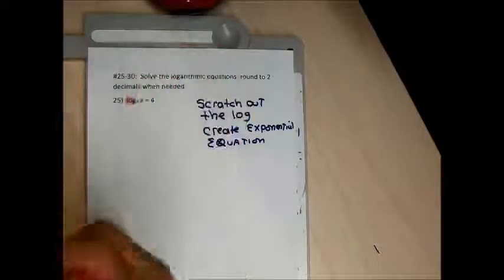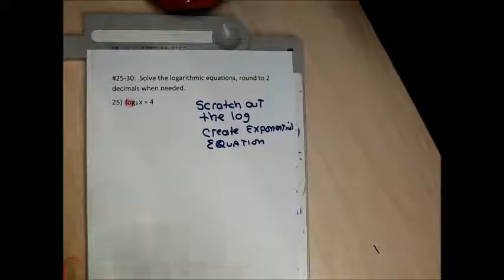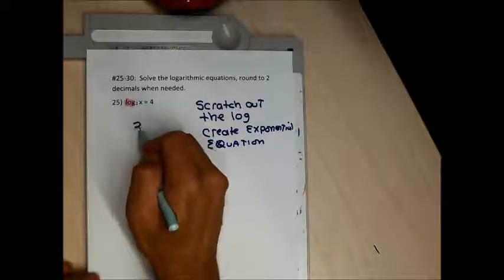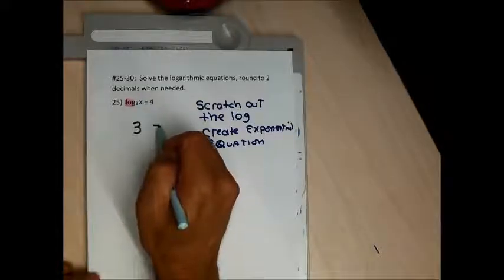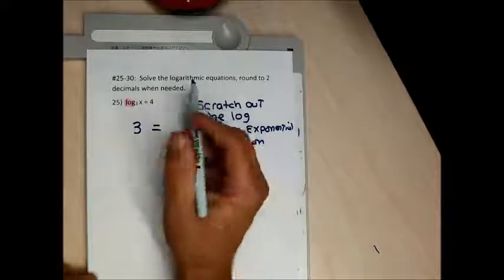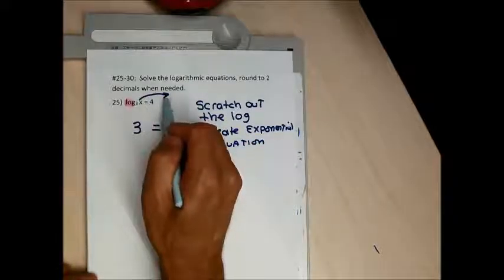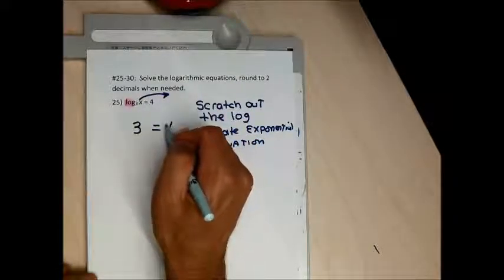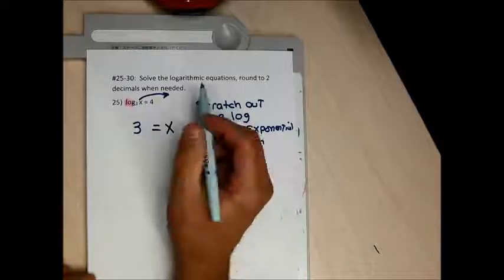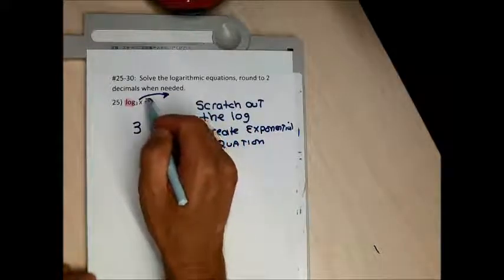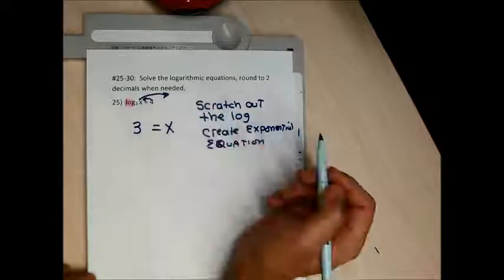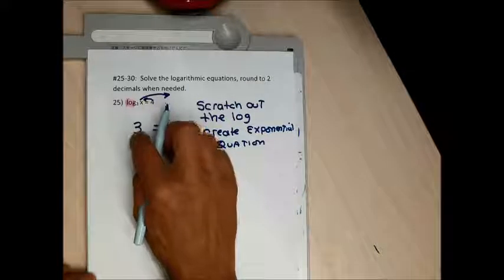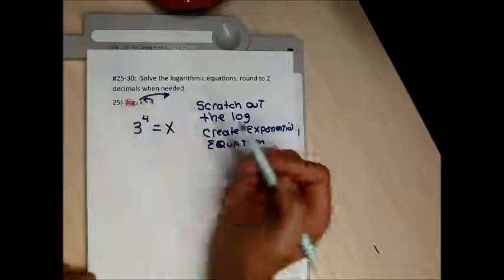and the 3 and the equal sign kind of stay right where they were. The 3 is going to stay on the left-hand side of the equation. The equal sign is going to stay in its position. The x is going to get free of the logarithm and move to the right-hand side of the equation, where it's just going to be by itself. The 4 is going to move to the left-hand side of the equation because I'm creating an exponential equation and the 3 is the base. The 4 has to be the exponent.